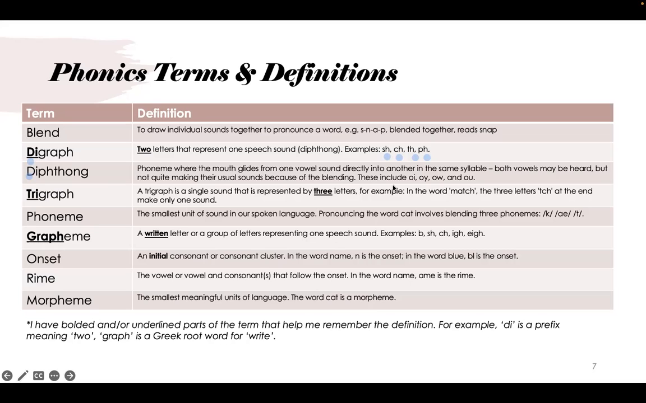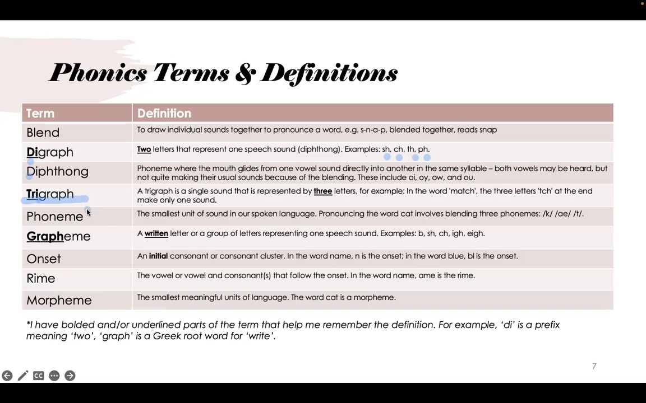So then you have trigraph. Tri means 3 and graph means symbol, right? A trigraph is a single sound that is represented by 3 letters or symbols. In the word match, that's TCH, not individual sounds. If we were to break it apart into individual speech sounds, individual phonemes, that's not the way it is meant to be pronounced. So we have trigraphs, sounds that are represented by 3 graphemes to make one speech sound.